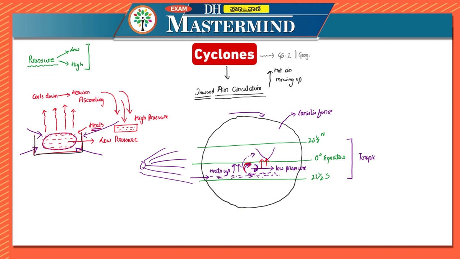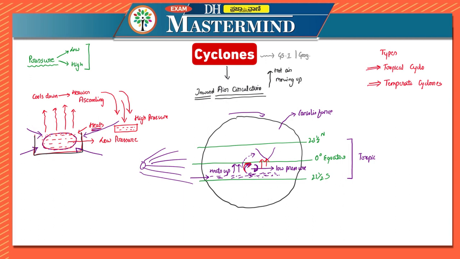Now, in cyclones, there are two categories which we have to remember. So what are the types of cyclones? The first one is tropical cyclones, and the second one is extra tropical cyclones. Or instead of extra tropical, you can remember it as temperate cyclones. So the two types are tropical cyclones and temperate cyclones.